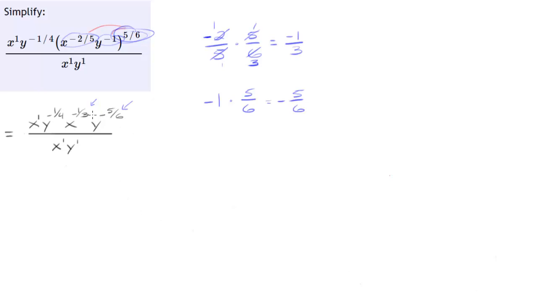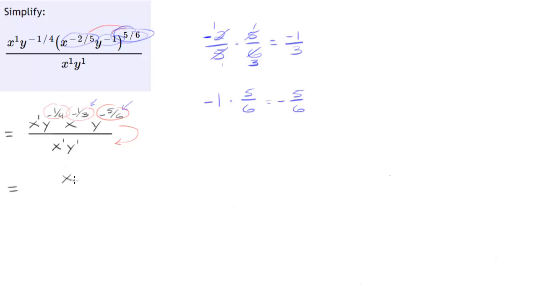Now what I'm going to do is apply the property of negative exponents to these negative exponents right here and those factors. I'm going to move those factors down to the denominator and make their exponents positive. And so that would look like this.